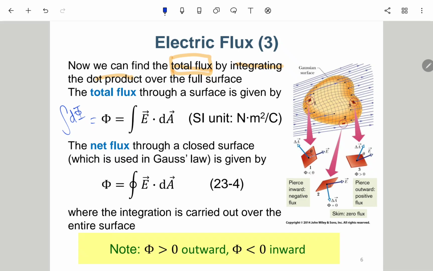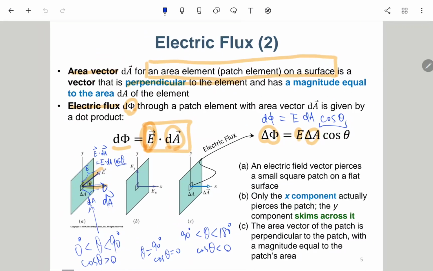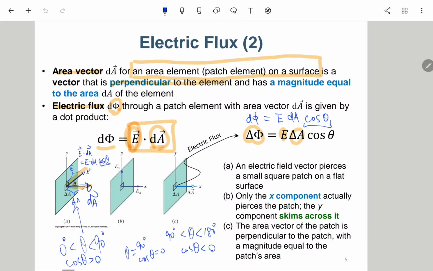According to calculus class, the integration is like adding all these E dot dA together, adding over all the elements on the surface. It's just like the Riemann sum. We don't need to go that deep; you can just consider this integration as nothing but adding all of them together.